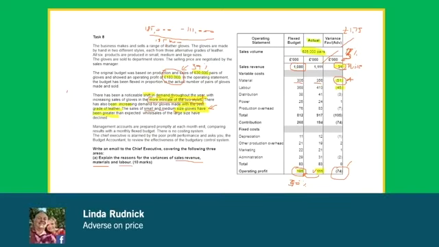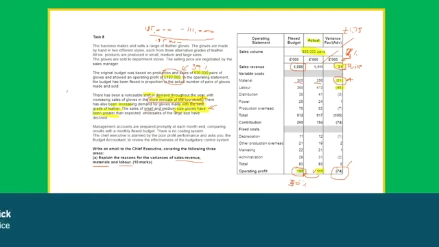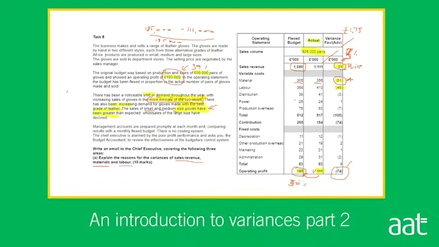So we have now analyzed the two variances. We looked at the sales and the material variance. It's time to look at the labor costs. Okay, we're going to do it again. We're going to look at the labor cost. The labor cost is 45,000 adverse.